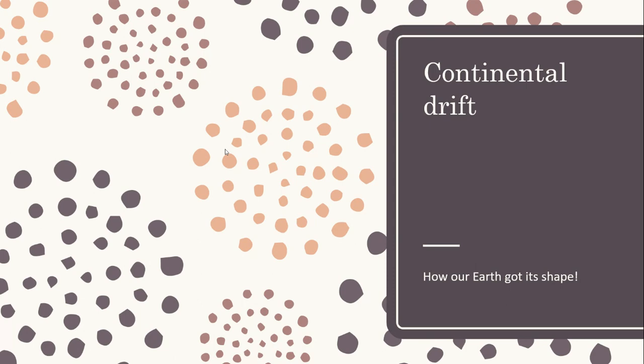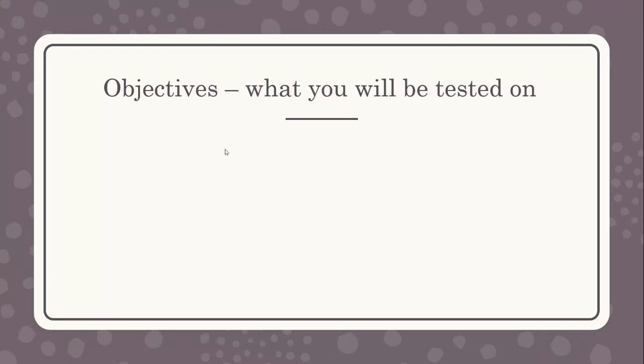But we're going to spend the next couple of weeks going over what I do want to make sure you know very well. First, starting with continental drift, which is how Earth got its shape in the way that we see it today. As always, first we'll go over objectives and what you'll be tested on.